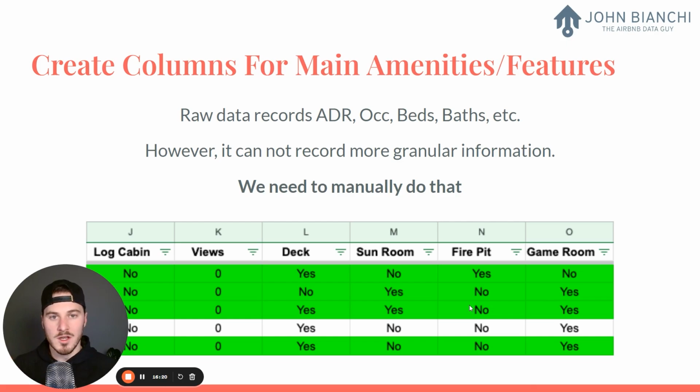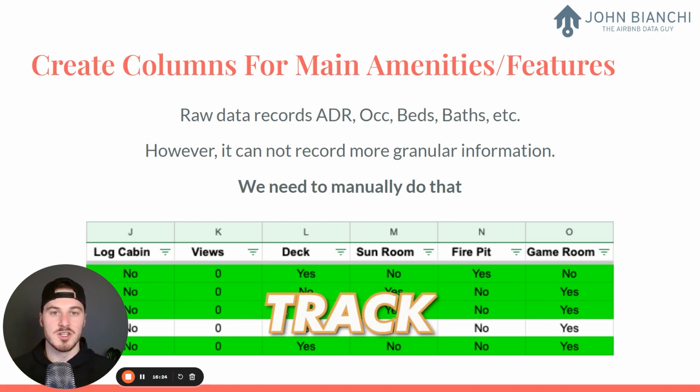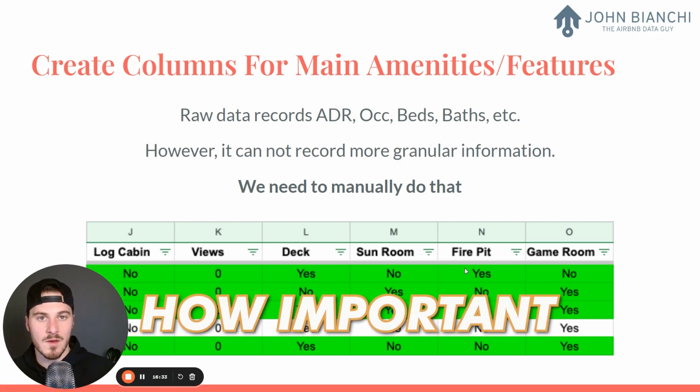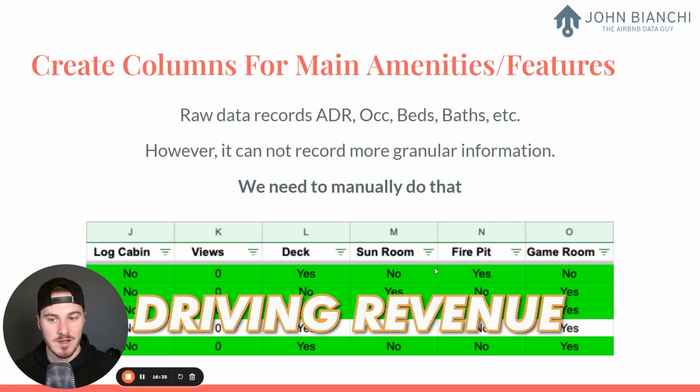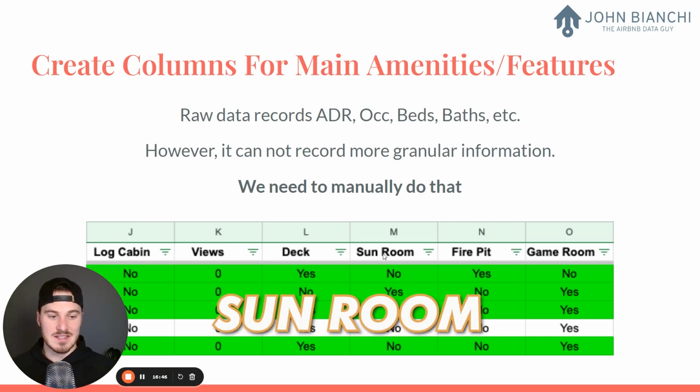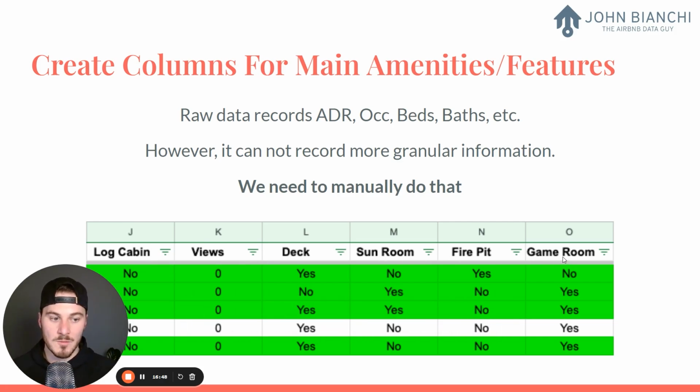Then what you want to do is start tracking the things that the scraped data cannot track. So as you can see here, I have a list of different things that I have tracked. And I've done this because I wanted to figure out how important they were within that market for driving revenue. So as an example, I manually recorded if the property I was looking at was a log cabin, if it had views, and if it did have views, what level of views, if it had a deck, a sunroom, a fire pit, or a game room, right? And you can add whatever you want into this column.